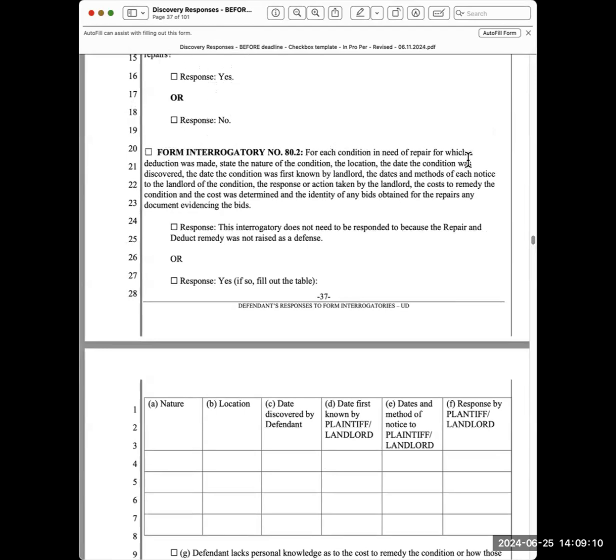For each condition in need of repair for which a deduction was made, state the nature of the condition, the location, the date the condition was discovered, the date the condition was first known by the landlord, the dates and methods of each notice to the landlord of the condition, the response or action taken by the landlord, the cost to remedy the condition, and the cost determined, and the identity of any bids obtained for any repairs, and any document evidencing the bids.